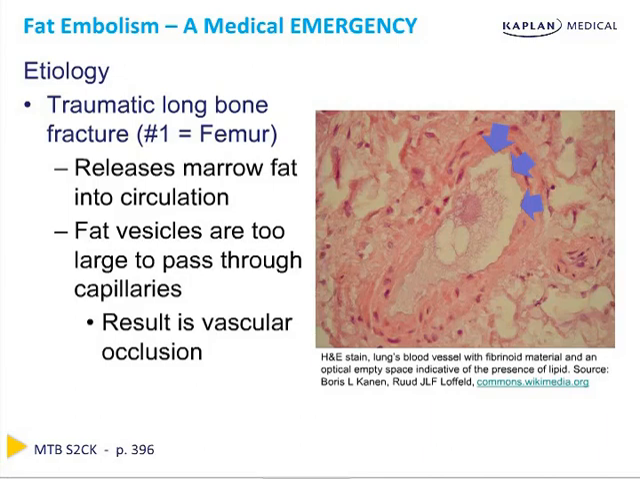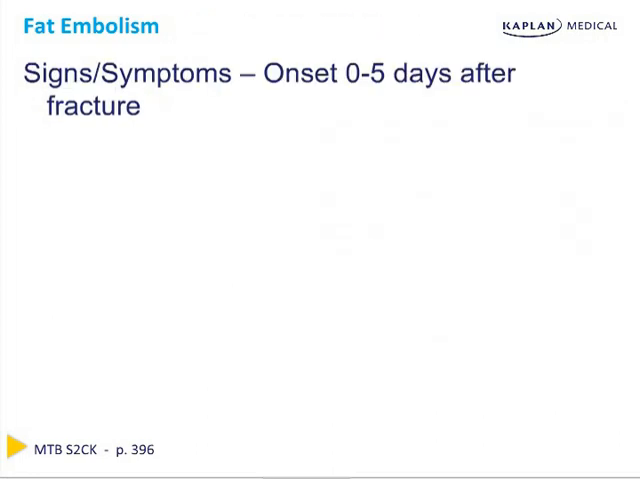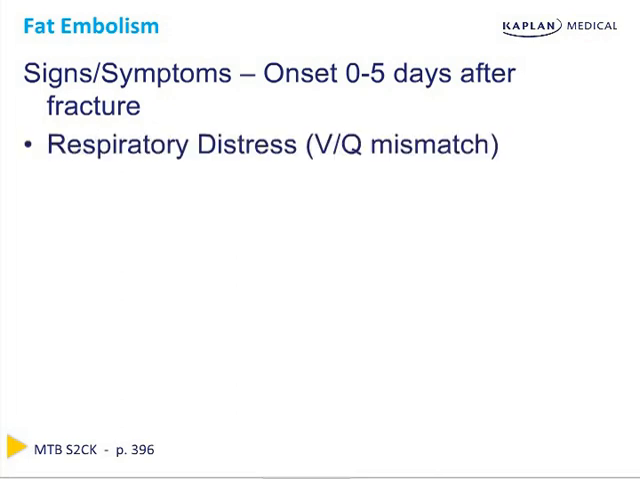The histologic section to the right demonstrates how the blood vessel becomes partially occluded by a fatty vesicle that arises from the marrow, and you can imagine that blood flow through this vessel is significantly obstructed. The symptoms of fat embolism syndrome are a direct result of decreased perfusion to certain organs and can be seen up to 5 days after the initial traumatic injury.